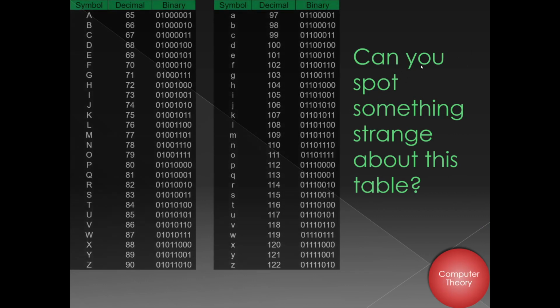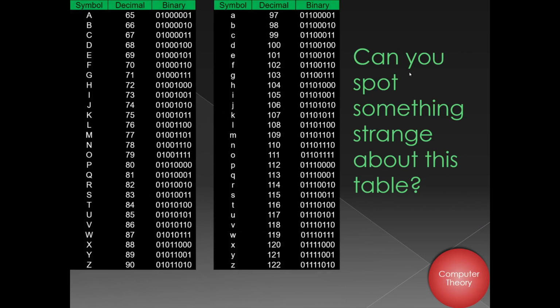And then, I wonder if anyone's picked up on it now. I've already touched on it, but I wonder if anyone can remember. Can you spot something strange about this table? It's the fact that it starts at 65. Why not 1? Why not 0? Why 65?